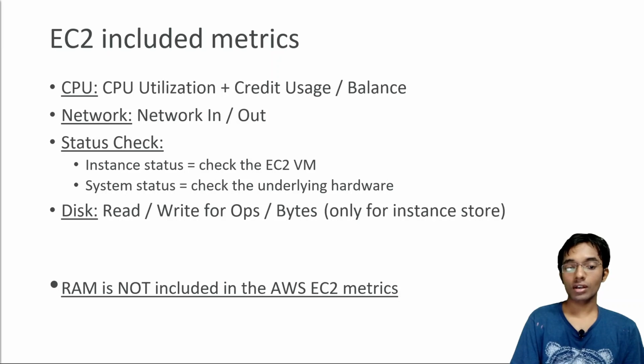Then the disk, where we can look at the read and write for ops and bytes, and this is only when you have an EC2 with an instance store. Otherwise, you can get these metrics for the EBS volumes directly. And something extremely important that I have said all the time in my courses is that RAM is not included in the EC2 metrics. You need to push it directly from the EC2 instance into CloudWatch as a custom metric. RAM consumption is not included, so if you need it, you have to push it through CloudWatch as a custom metric.